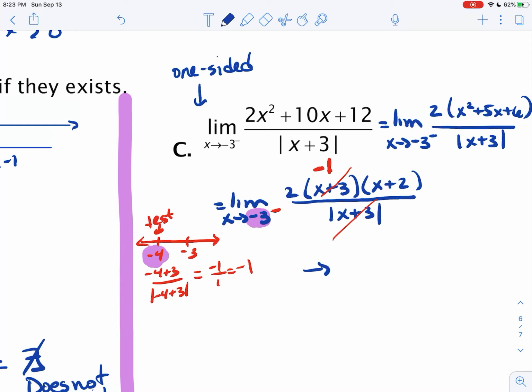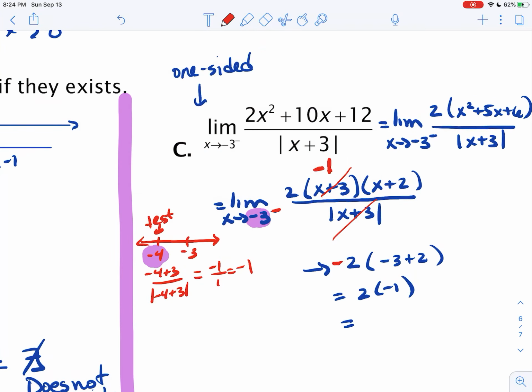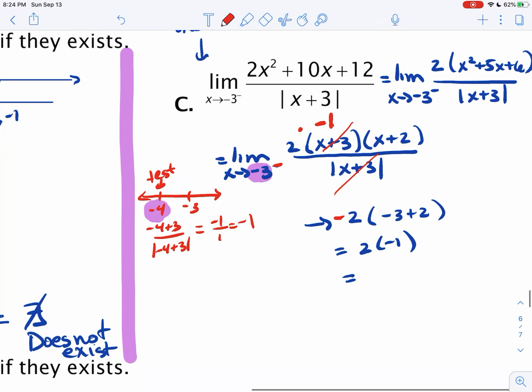So this is going to go to 2 times minus 3 plus 2, and that's going to equal 2 times minus 1, and I still have the minus 2. So 2 times minus 1 is minus 2, and negative 2 times negative 2 is going to give us 2, and that's my answer.